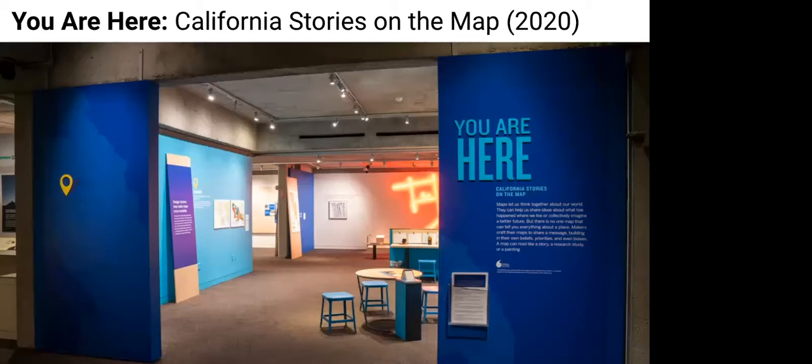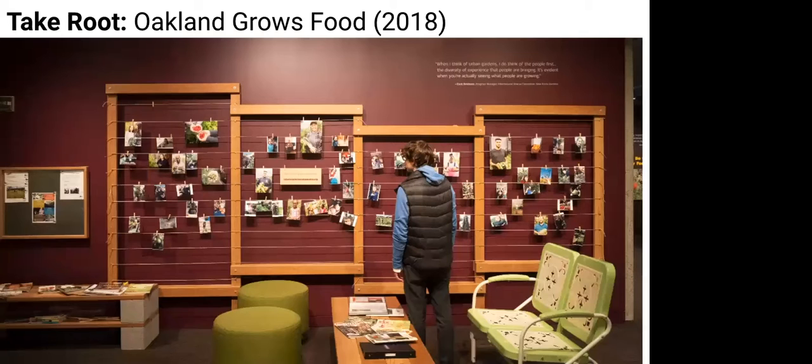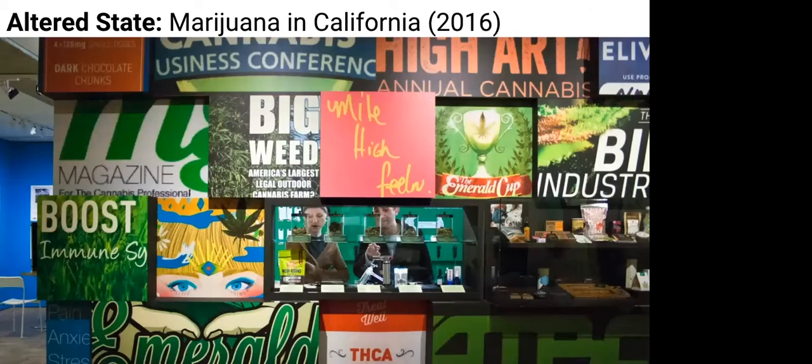Some things that I have worked on: You Are Here, California Stories on the Map is actually still up at the Oakland Museum. It got kind of mothballed during the pandemic, so if you're ever there, you can pop by and check it out. It's an exhibition on maps. I also worked on Take Root, Oakland Grows Food, a show about urban gardens, and the Altered State: Cannabis in California show, which came out right before the vote in 2016. I've worked on various projects for the Exploratorium, often projects that are off-site from the Exploratorium. I've also done some freelance work for different organizations, but these are things that you are maybe likely to have run across in your local environment.